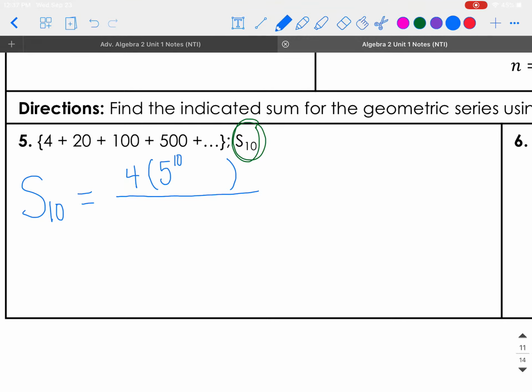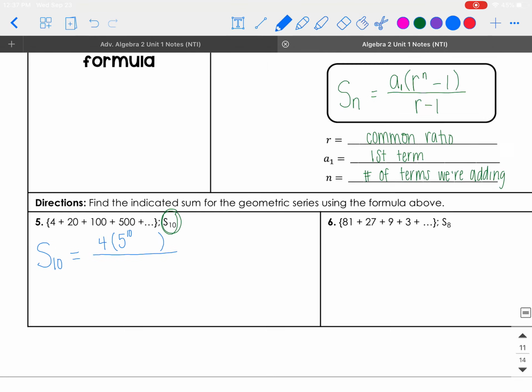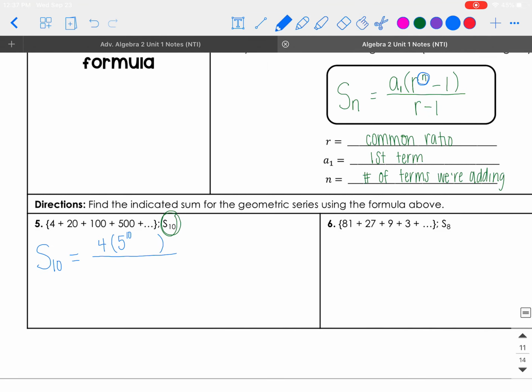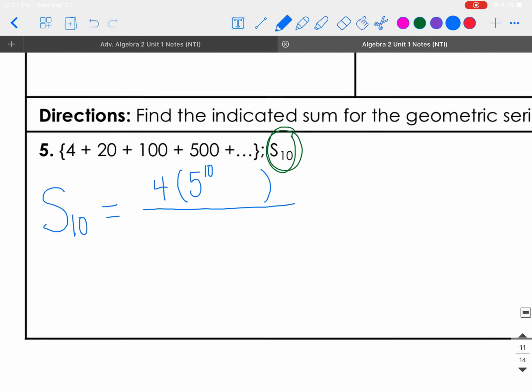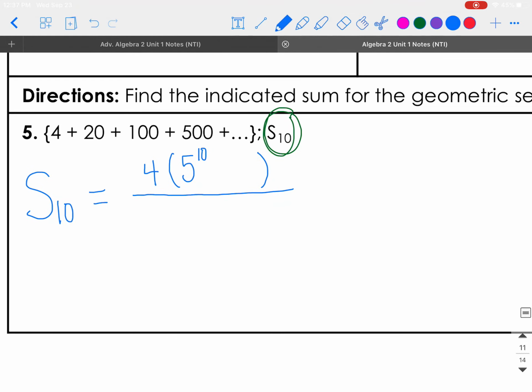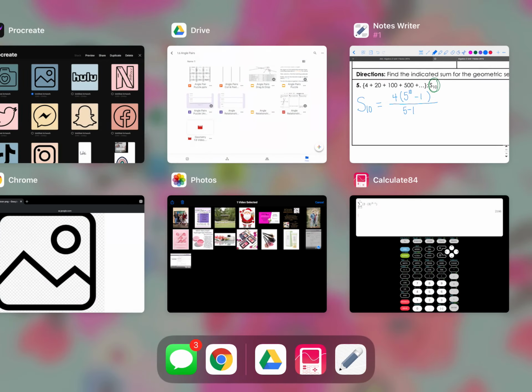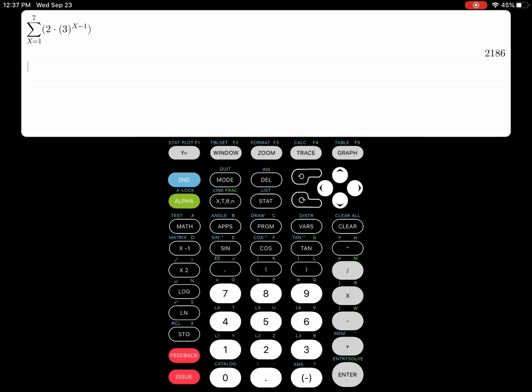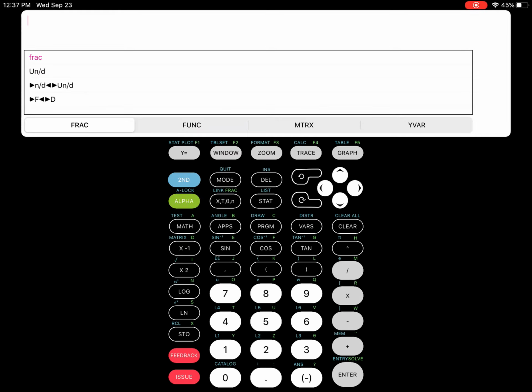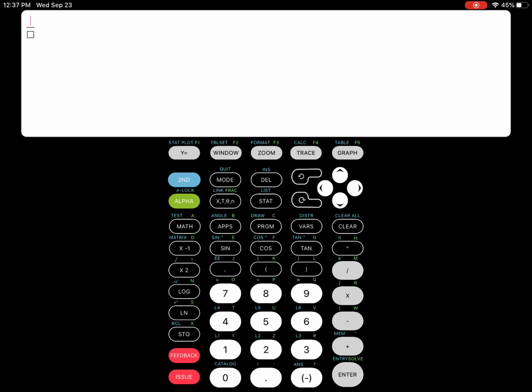Then I put 10 up in the exponent. See how n, if I go back to my formula, n is in the exponent. My n is 10 because I'm finding the sum of the first 10 terms. Minus 1. And then on the bottom is just r minus 1. And then that gets typed into the calculator. So we're going to start out with the fraction, alpha y equals, hit enter.